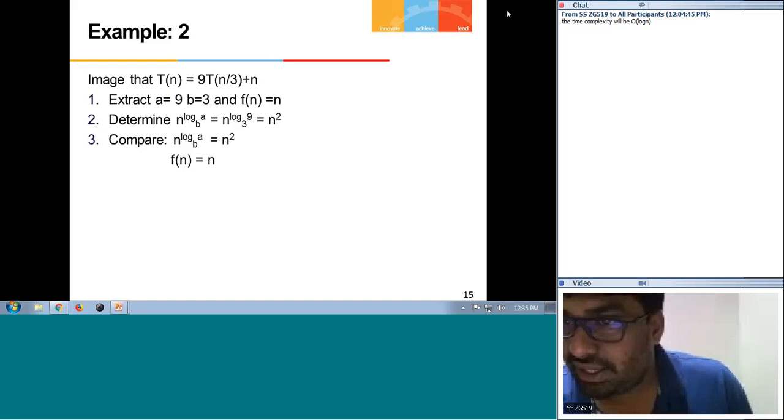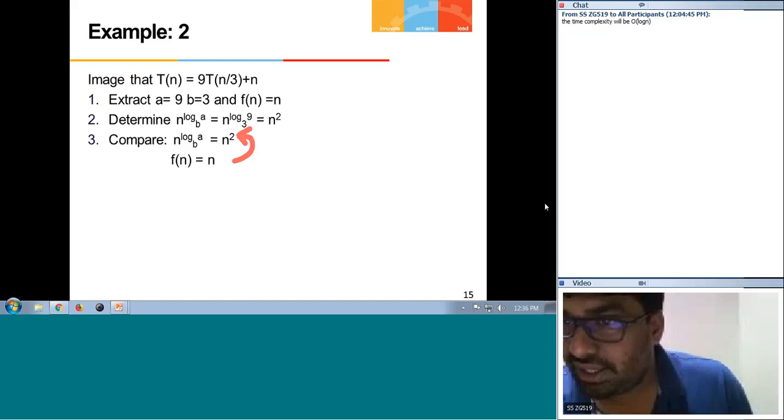Please remember, you're always going to compare f of n to n to the log a base b, not n to the log a base b to f of n. So please, now you say, is it greater than or less than? Now, is it greater than or less than, yes?